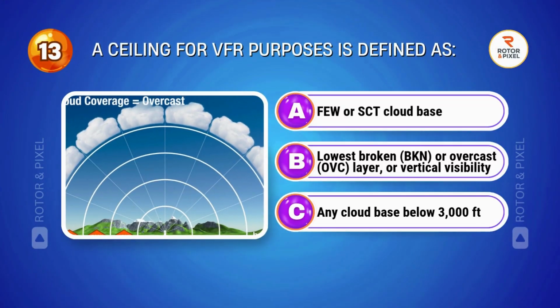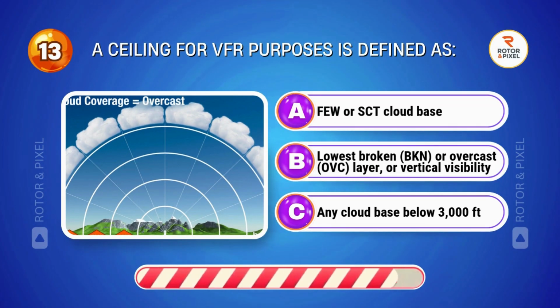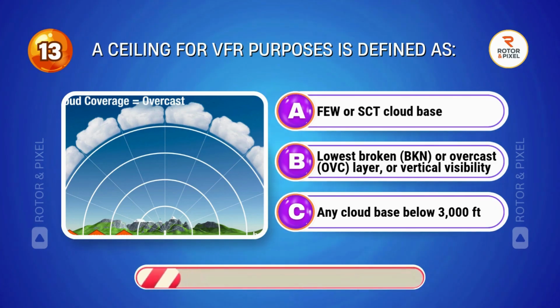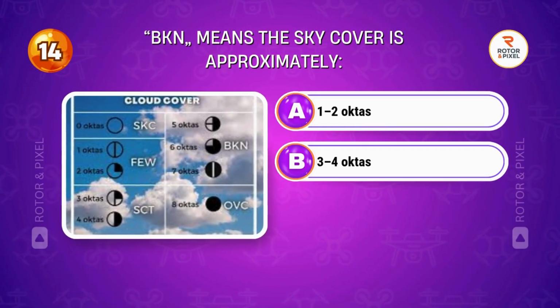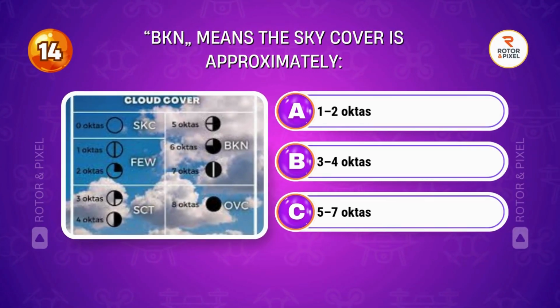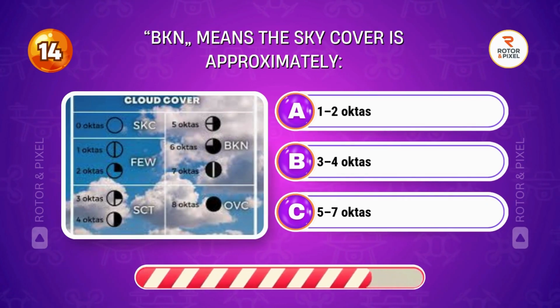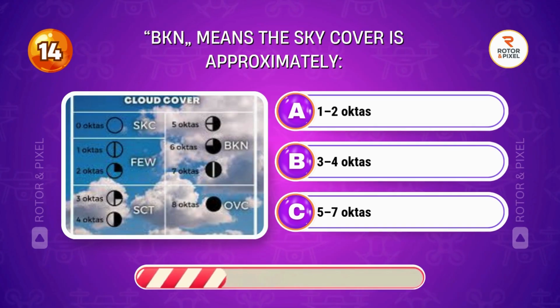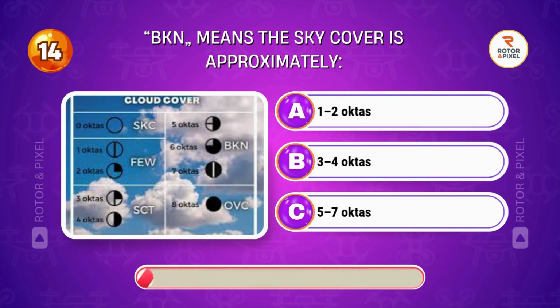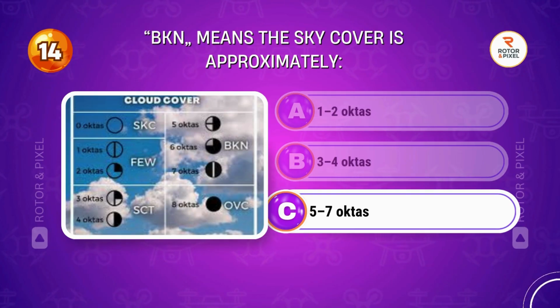A ceiling for VFR purposes is defined as... Answer B, lowest broken (BKN) or overcast (OVC) layer, or vertical visibility. BKN means the sky cover is approximately... Answer C, 5 to 7 oktas.